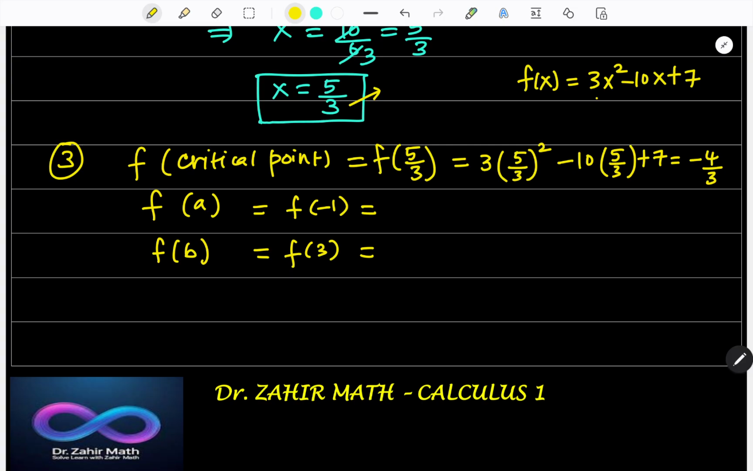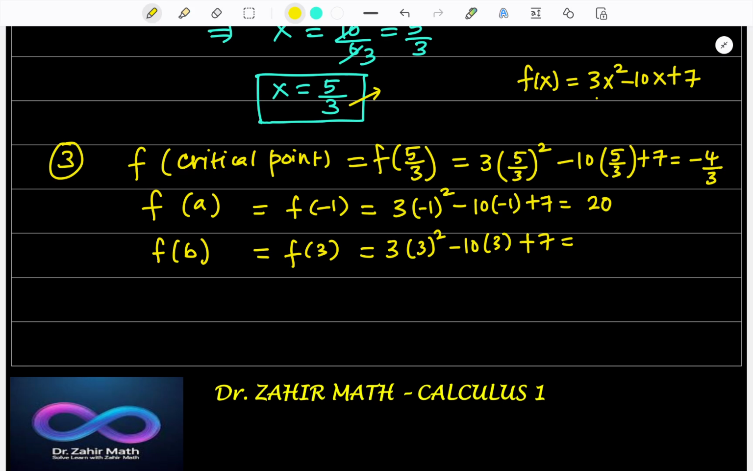Then f of A. So I put 3 times minus 1 squared, minus 10 times minus 1, plus 7. You can also put it in the calculator directly. I get the answer 20. Then f of 3: 3 times 3 squared minus 10 times 3 plus 7. Calculate x equals 3. I'm going to get 4.